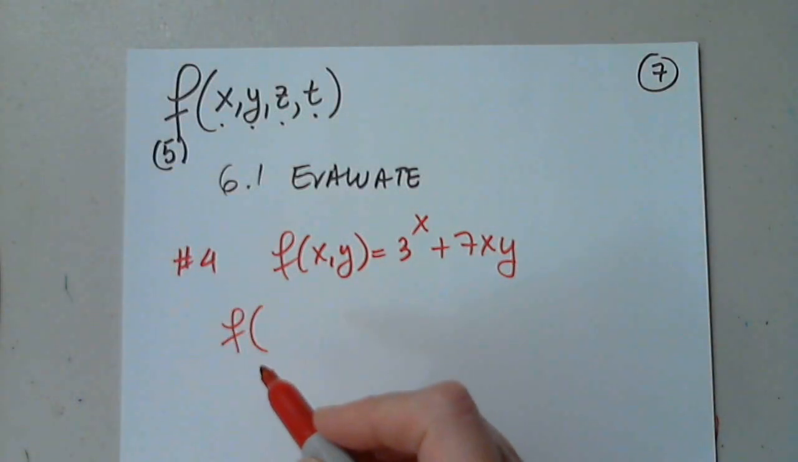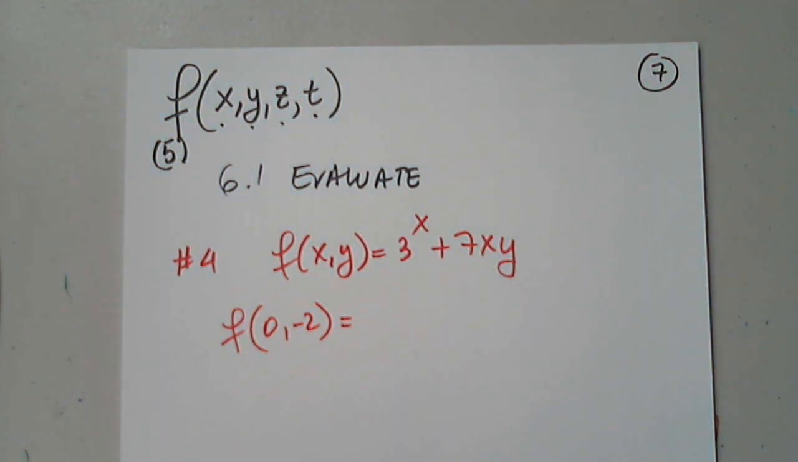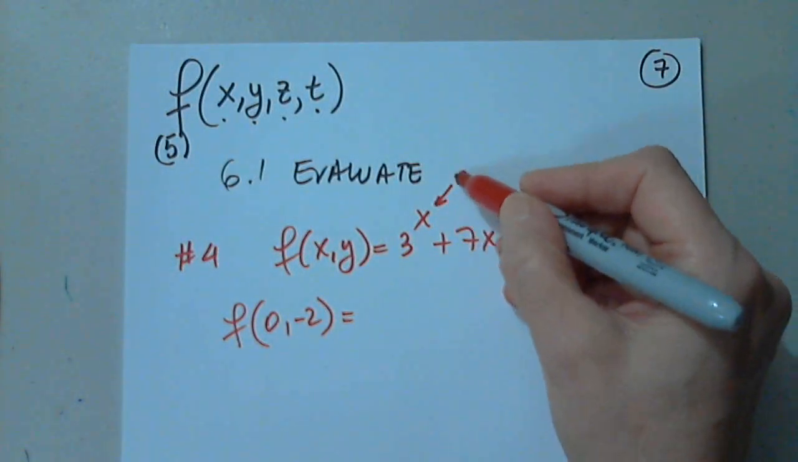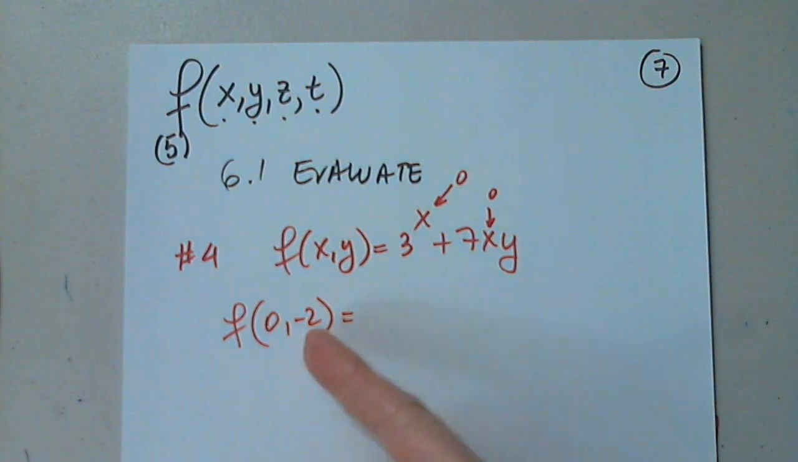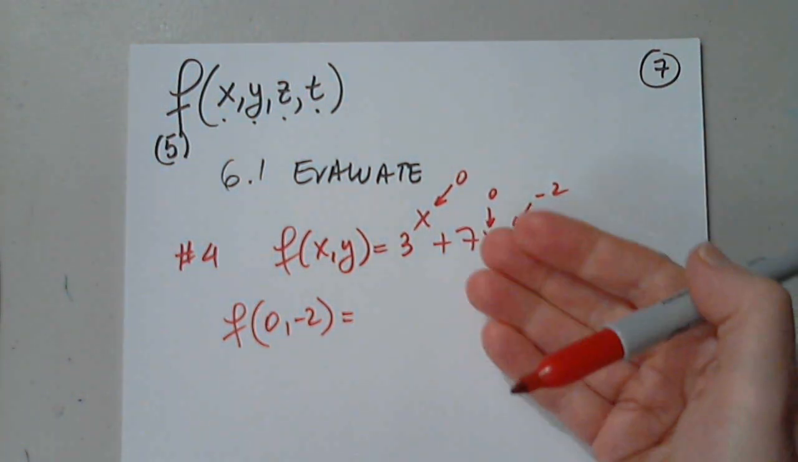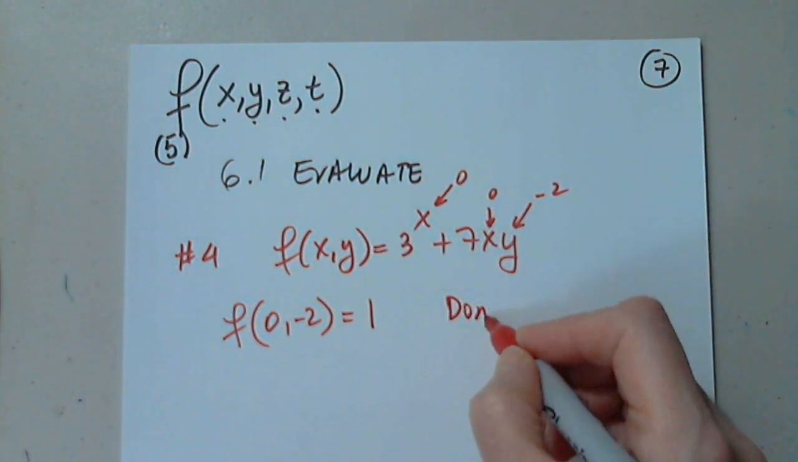F of 0 comma negative 2. That's all I need to do. So replace x by 0 and replace y by negative 2. But 0 times negative 2 times 7, this is 0. And 3 to 0 is 1. Done.